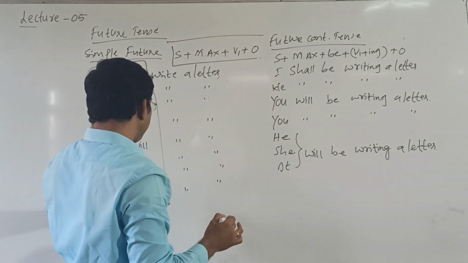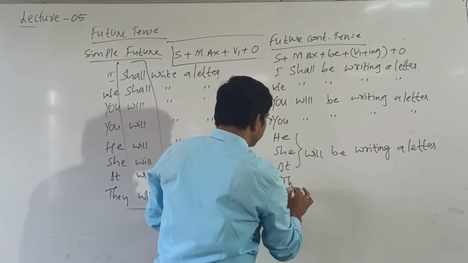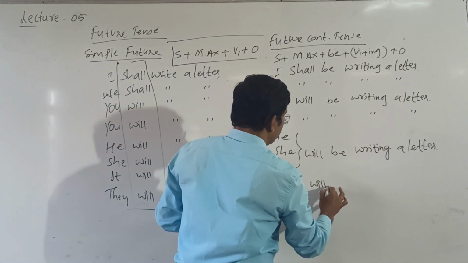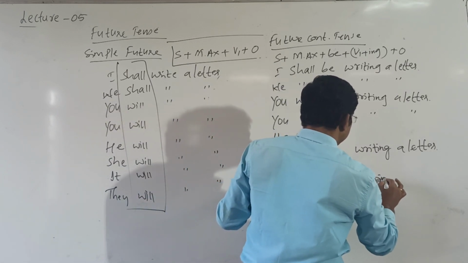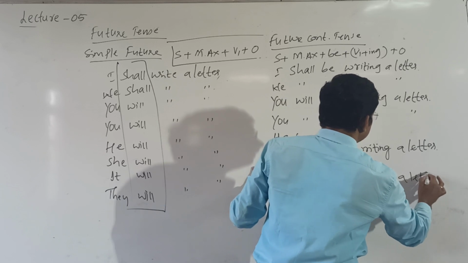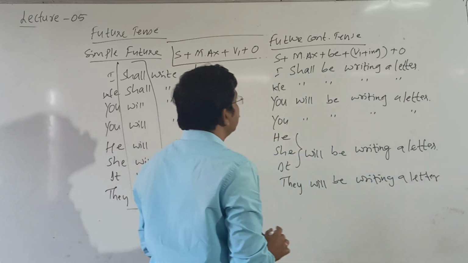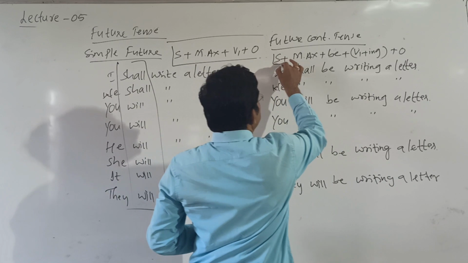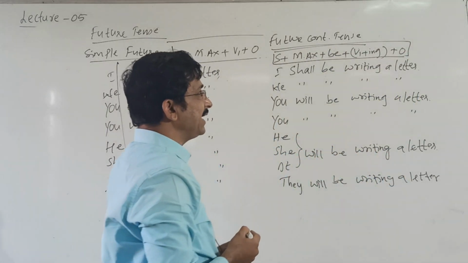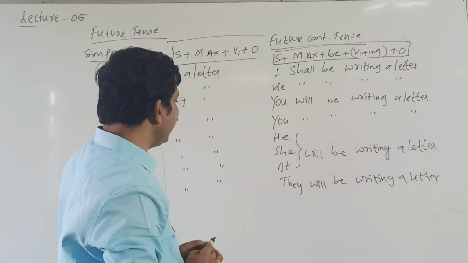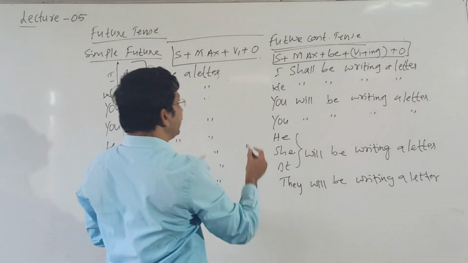Next, they will be writing a letter. This is the standard form: S plus modal auxiliary plus B plus V1 plus ing plus object. Okay. Then what is its negative?